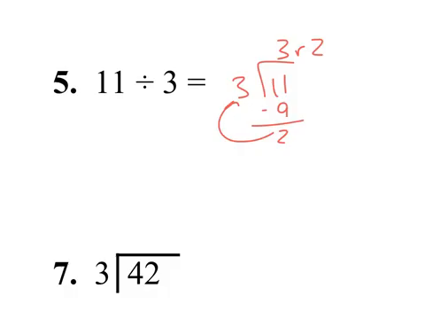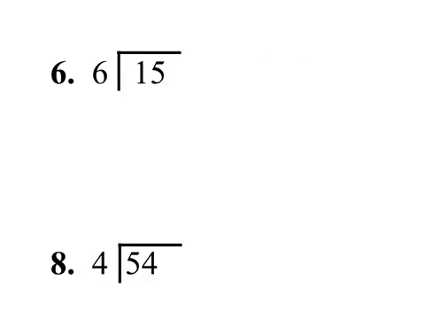Okay, on to number 6. In here we've got 15 divided by 6. How many times will 6 go into 15? Or what number, when I multiply it to 6, will get me as close to 15 as possible without going over? That's the number 2. 2 times 6 is 12. Subtract those. 15 minus 12 is 3. And 3 is smaller than my divisor, which is 6. So my final answer is 2, remainder 3.